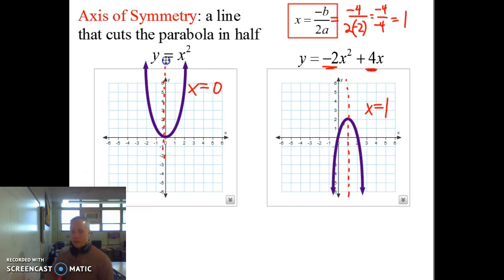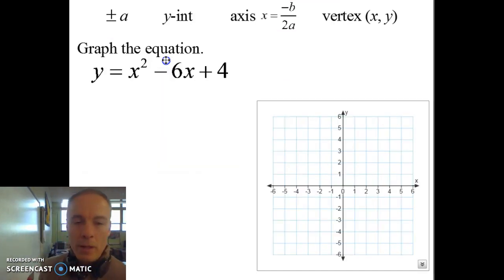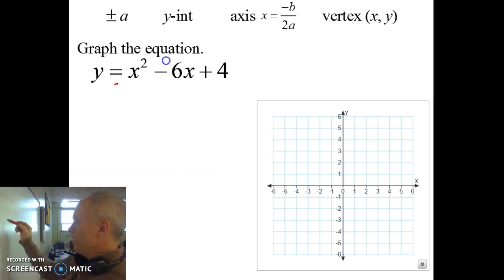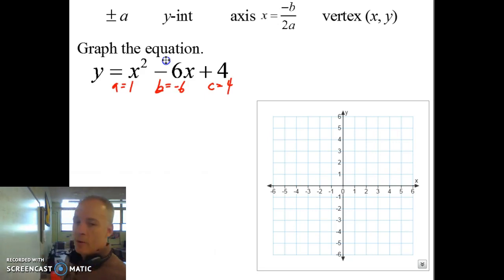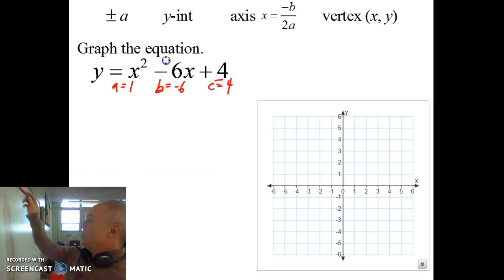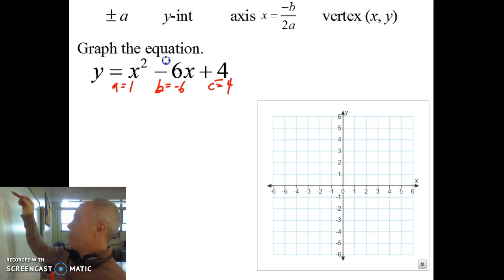Now let's talk about a couple more clues. So in this, if we were to estimate the graph of this equation, let's find the a term. It's positive 1. In fact, what I like to do is I write out what all of the a, b, and c terms are. I write them right underneath the quadratic equation. Now I can use that. So the a term is positive, it's 1, so therefore my parabola is going to open up.